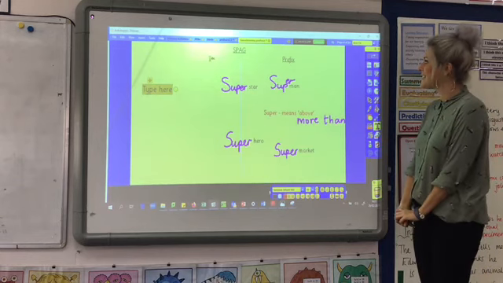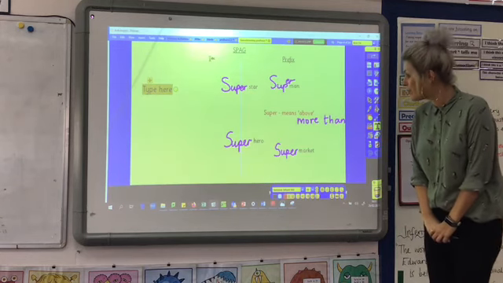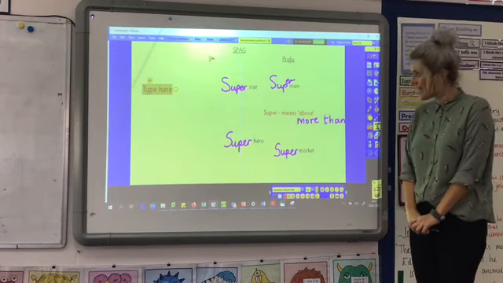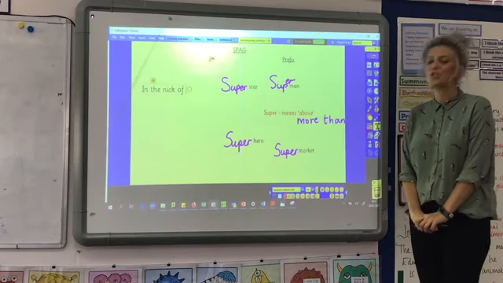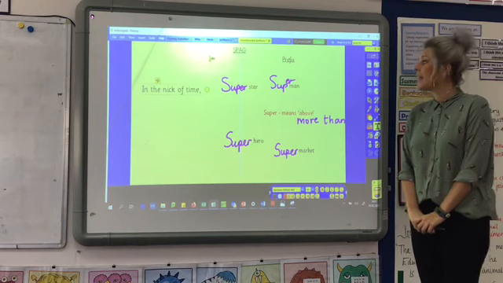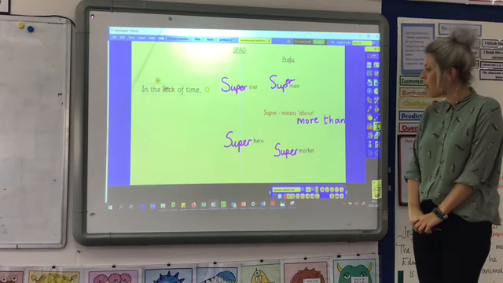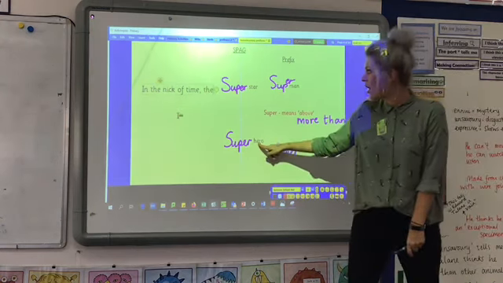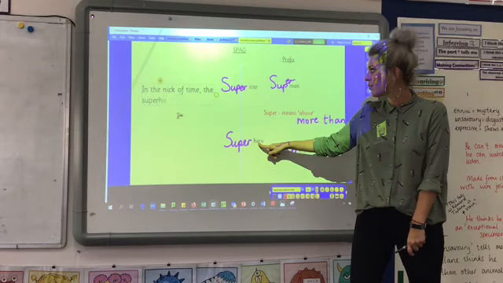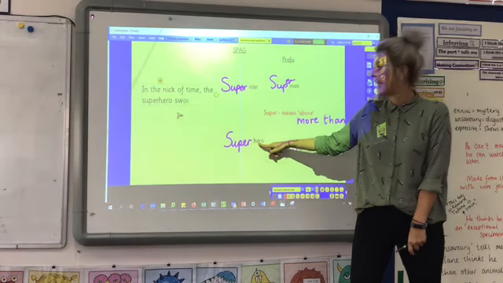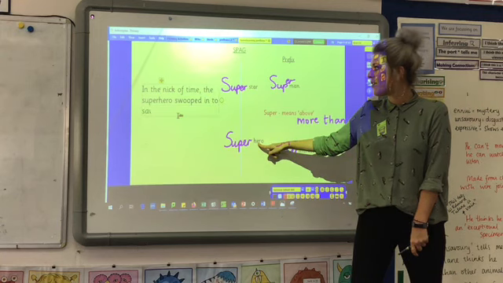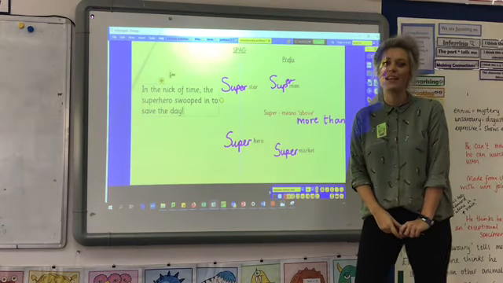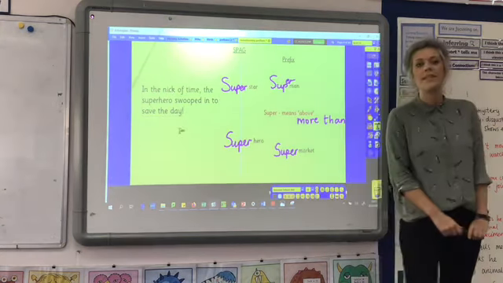So, my sentence for super is: In the nick of time, comma, which means just in time. In the nick of time, comma, the superhero swooped in to save the day. Exclamation mark. Lovely. So we've got a range of punctuation in there.